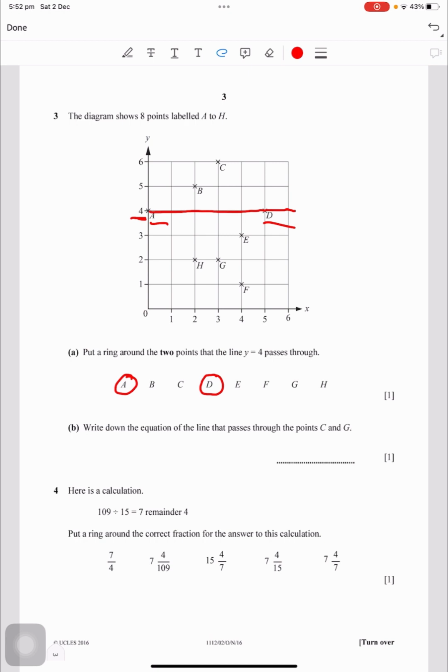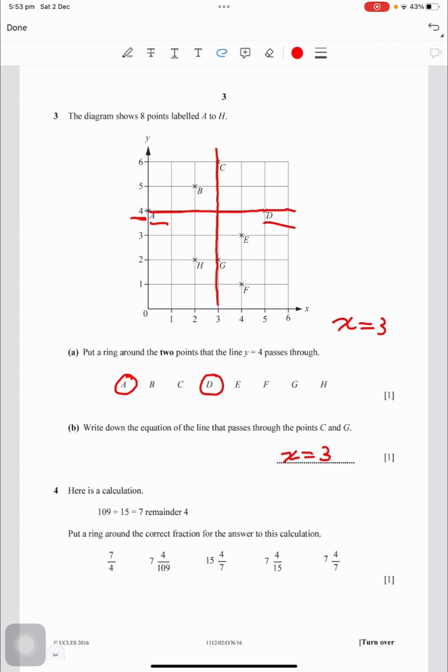Next. Write down the equation of the line that passes through the points C and G. As you can see right here, we have C and G. If I make a line, you can see that on the x-axis, x is equal to 3. So that's what we'll write over here. X is equal to 3.